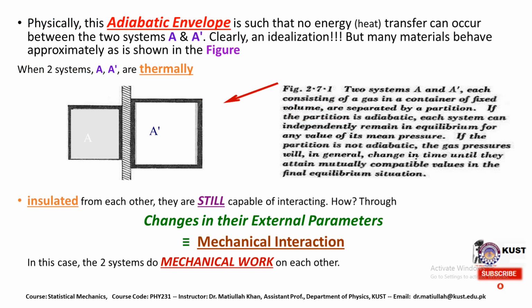So this is a type of idealization, as we already said. The systems are insulated from each other, but they are still capable of interacting through the change in their external parameters, the change in the external parameter due to the mechanical interaction. So in this case, the two systems do mechanical work on each other.